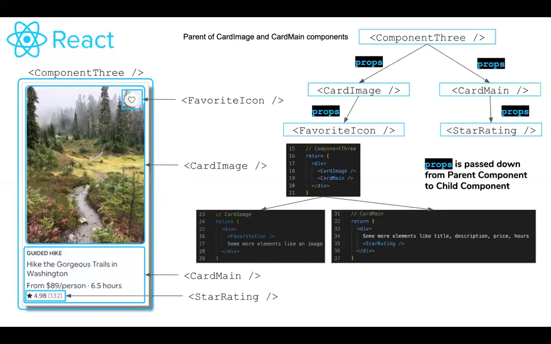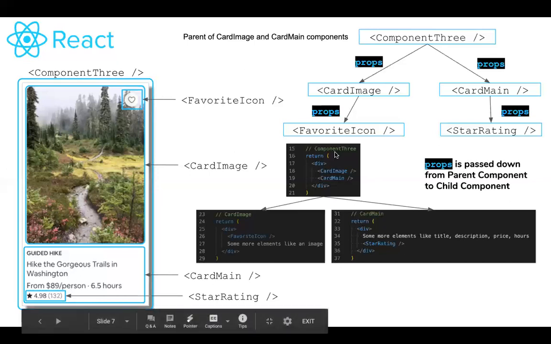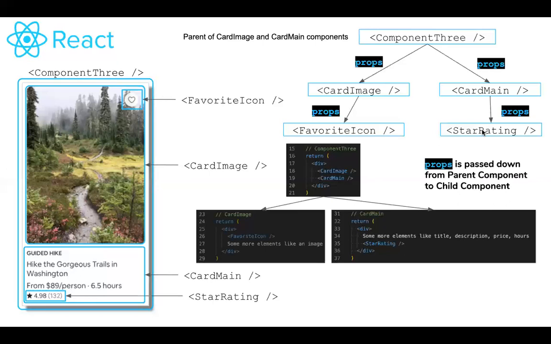Yeah, and these are all just different ways of organizing it. It wouldn't be difficult at all to have component 3 return a card image, a card main, a favorite icon, and a star rating. Right. Okay, so this is just an illustration of the nesting. Yeah, exactly. It can be nested like this. It doesn't have to be. Okay.